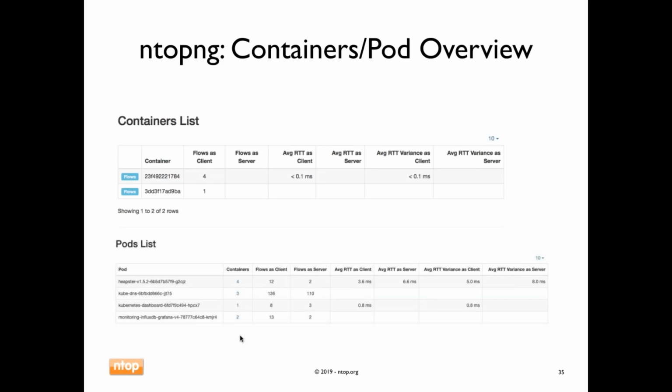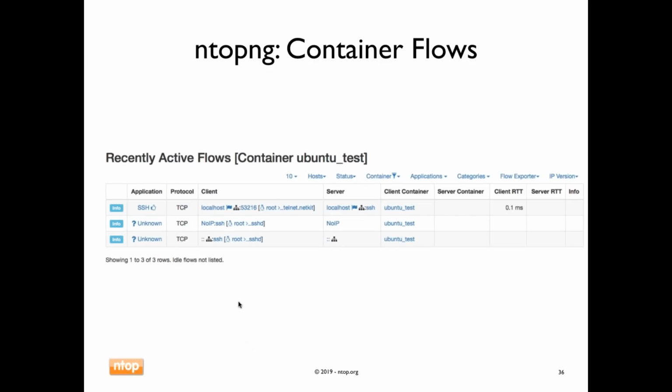This is another example of the pod container view. You will see the list of containers, if you're talking about Docker, or the list of pods if you're talking about Kubernetes, and everything is put into context, so you can click on every container to see, for instance, what is happening. In this example, I clicked on the Ubuntu test container. You will see that inside the Ubuntu test there is certain communication.